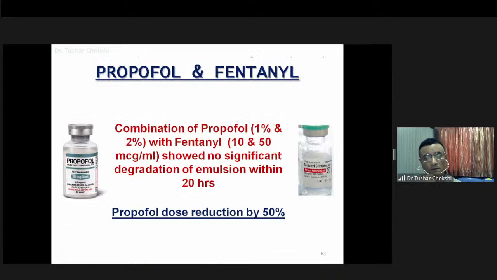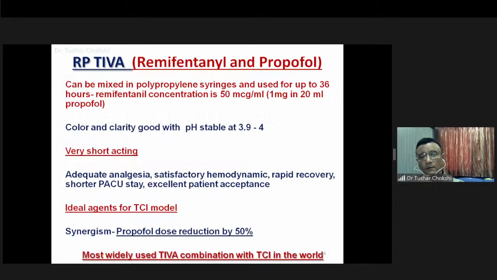We were using the propofol-fentanyl combination frequently in our older days. Here, the propofol dose is reduced by 50% with remifentanil. This is RP-TIVA, the remifentanil-propofol combination. Here the propofol dose is reduced to half, a 50% reduction. It is the most widely used TIVA combination, as Dr. Shivakumar has told, in his practice in TCI.